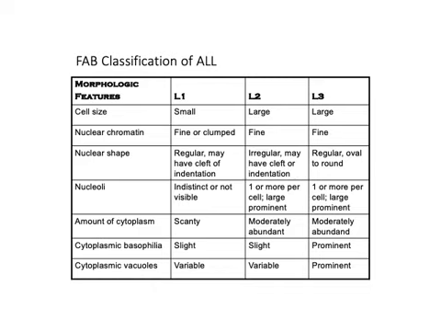Before, this morphologic classification was thought to have prognostic importance. For example, the L1, which is generally seen in children, has the best prognosis. The L2, common in adults, has poor prognosis. But the L3 has the worst prognosis, with patients presenting with bulky lymphadenopathy.